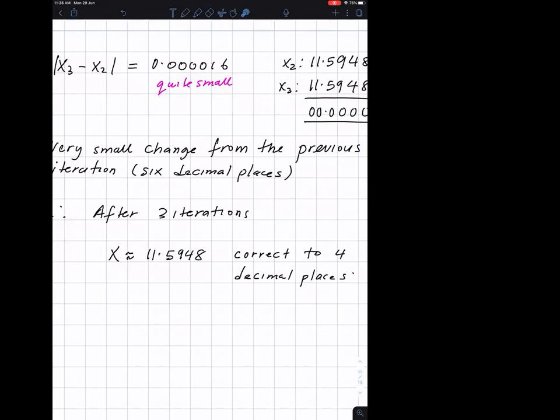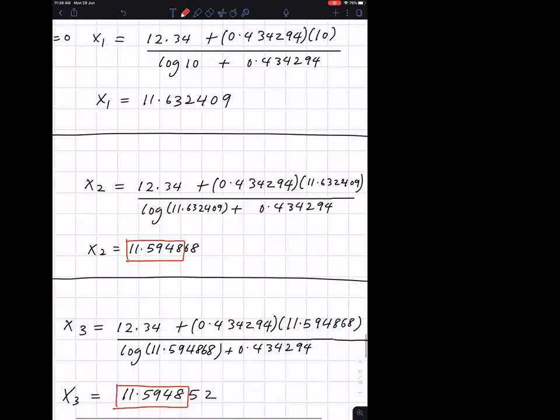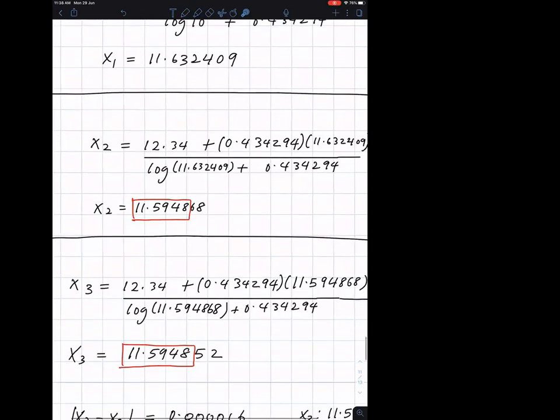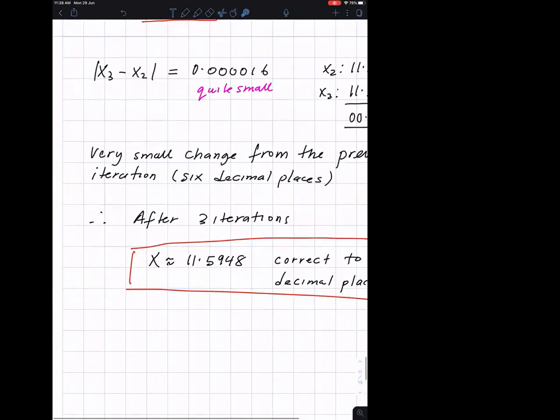If you want to stop at correct to 4 decimal places, in the exam, if it's given to you, it will be specified how many iterations you're supposed to do, and the answers are required correct to how many decimal places and so on. As far as correct to 4 decimal places, there's no change. Based on this, I'm accepting it as a good approximation.